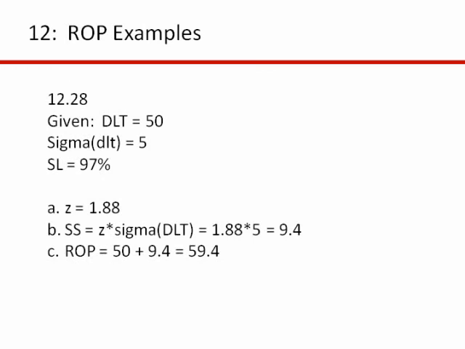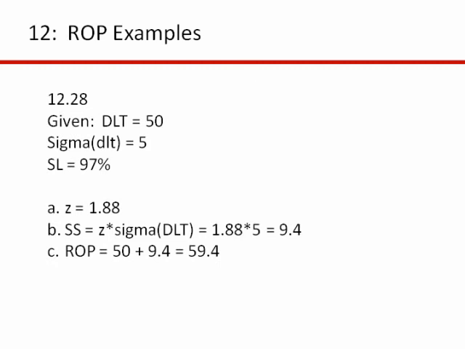Okay, another example. They give you that the average demand during lead time is 50, the standard deviation of demand during lead time is 5, and a service level of 97%. Again, we can use the Excel norm inverse function, or we can just go to the Z table. We find that the Z value that covers 97% of the area is 1.88.